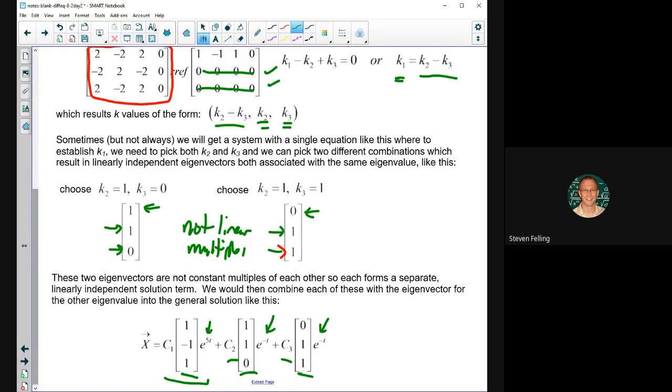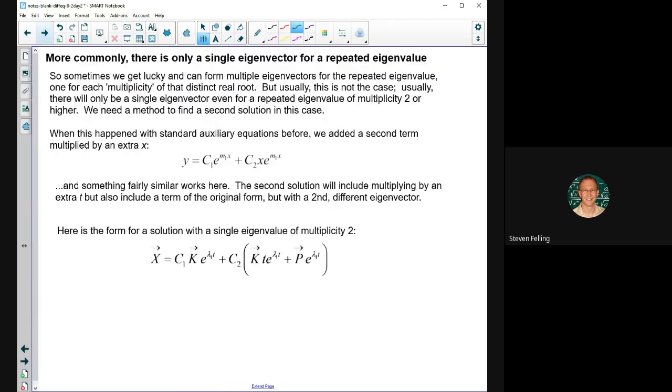It's less work than what I'm going to show you have to do more generally, but most of the time that doesn't happen. More commonly, you're only able to find a single linearly independent eigenvector to go with a particular eigenvalue. So instead, let's think about how we can handle this. When this happened back with the single equation, with the standard auxiliary equation, we ended up just taking the same value, but we multiplied by an extra x. Okay, so we're going to do something similar to that, but it just turns out to be more complicated.